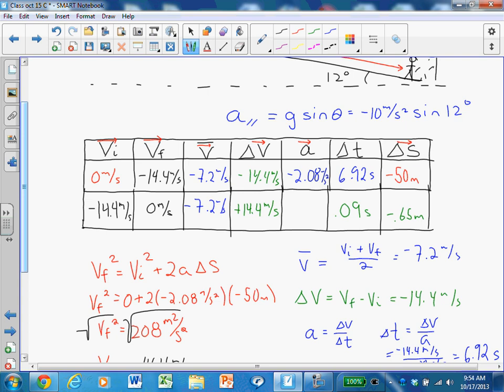$160. Now, how is that possible? How can you have a positive acceleration, but she obviously slowed to a stop?